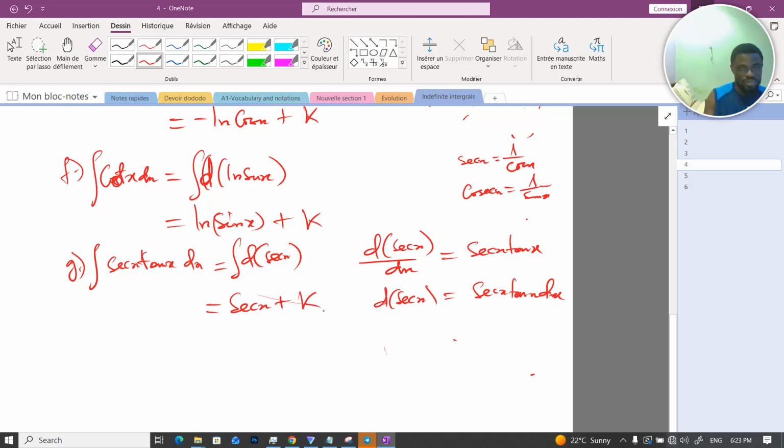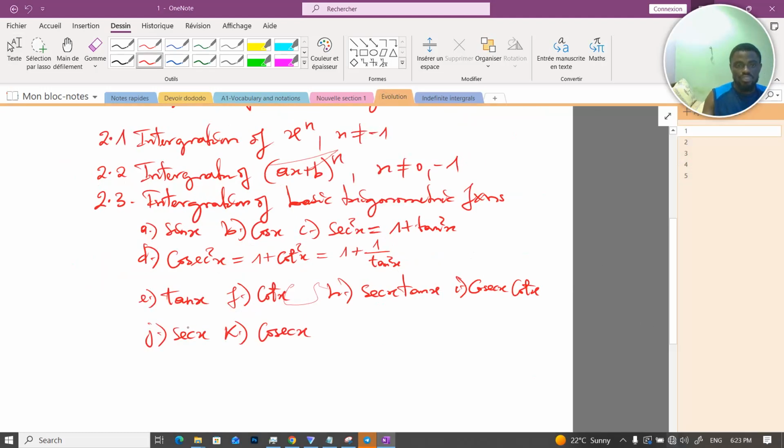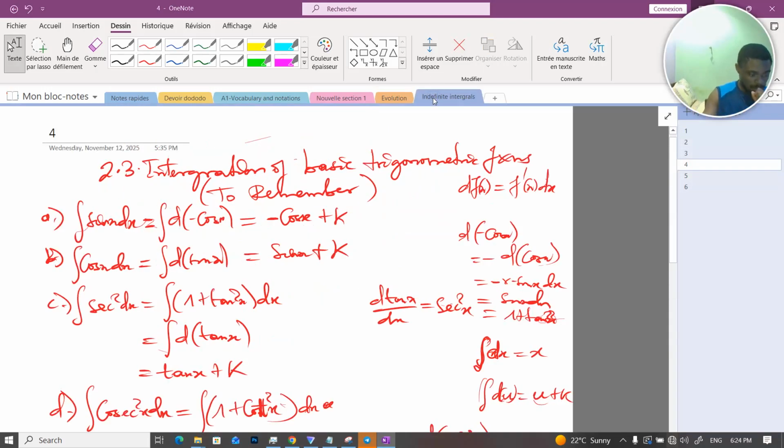Very important formula to remember. So let's move to the next one, which is the integral of cosec x cot x.